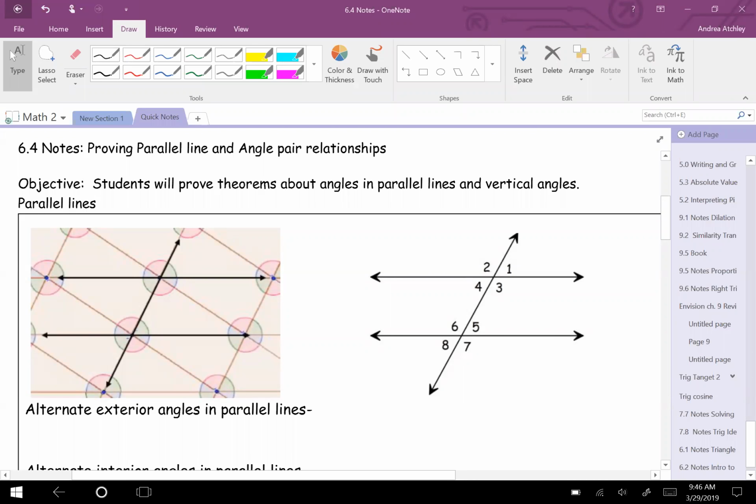Okay, today we're talking about parallel lines and angle pair relationships. So in parallel lines, how are the different types of angles related? On 6.0, remember we did that activity where we rotated the triangle and we created congruent triangles. In that activity, we also created parallel lines.